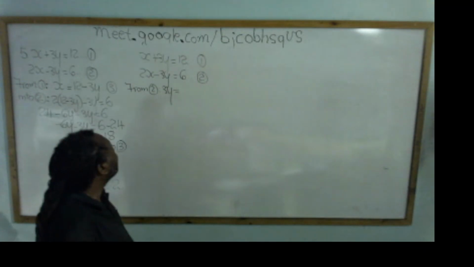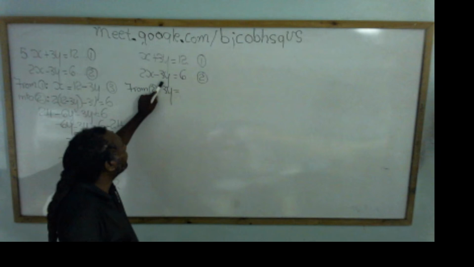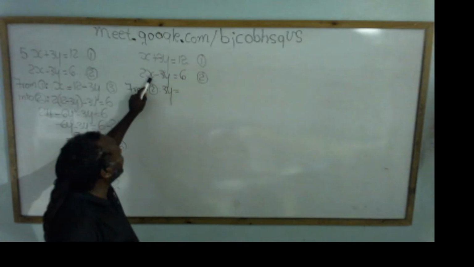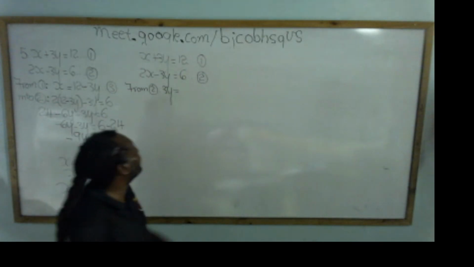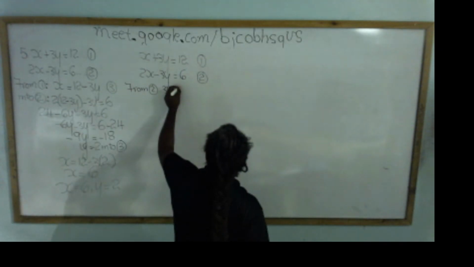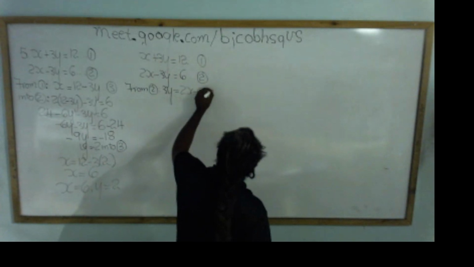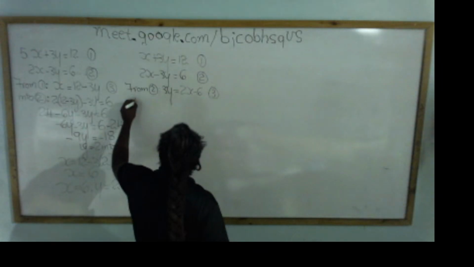Okay, so we are making 3y the subject of the formula. We will eliminate the 3y from this side by addition, and of course, in the same breath, we'll eliminate the 6 from this side by subtraction. So we're going to have 2x minus 6 is equal to 3y. So 3y is equal to 2x minus 6. And that is your equation 3. And you're going to put that into equation 1.